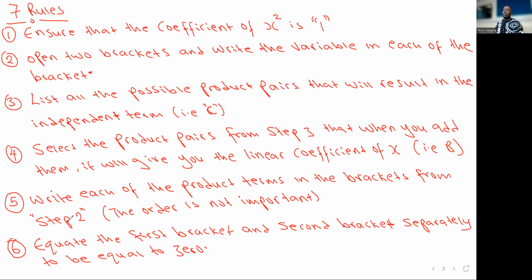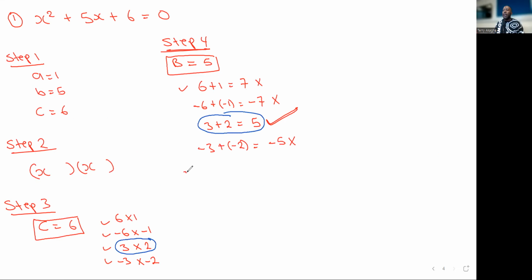For step 5, it says write down each of these product terms in the brackets from step 2. So let's go back. The brackets from step 2 had x and x. Each of the product terms, so from here we found out that the product terms that were correct were 3 and 2, right? Because 3 times 2 gives you 6, and 3 plus 2 gives you 5. So it's plus 3 and plus 2. So we're going to have plus 3 and plus 2. You can switch it up. The order does not matter.